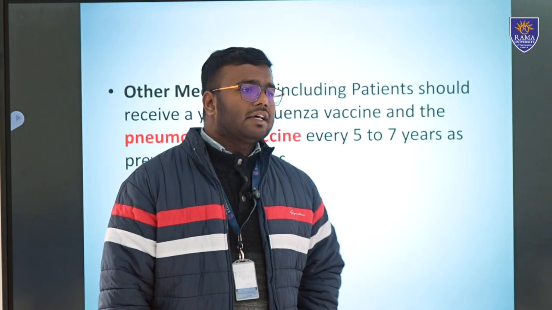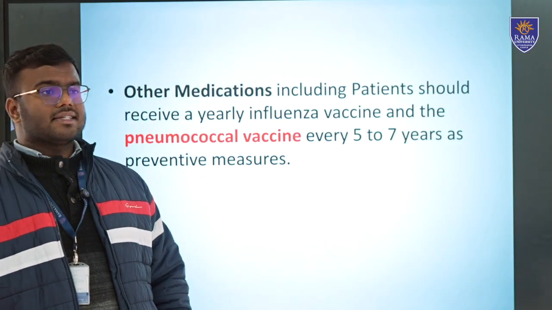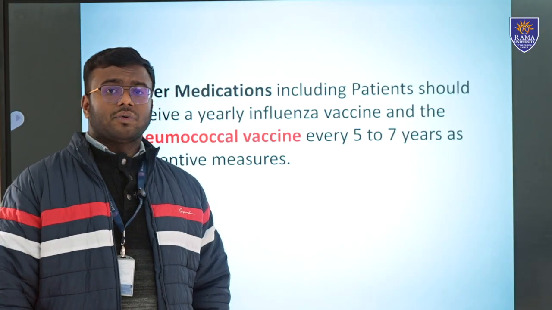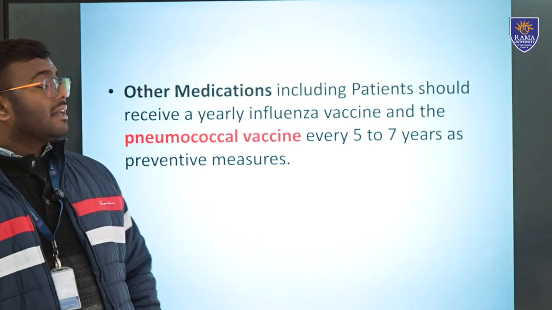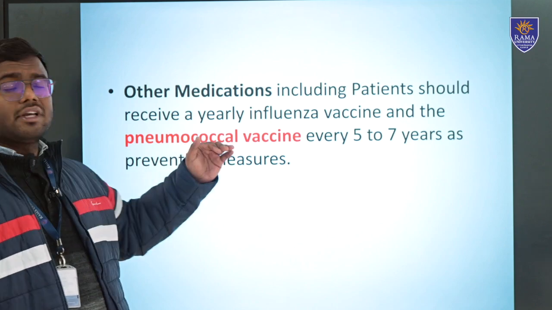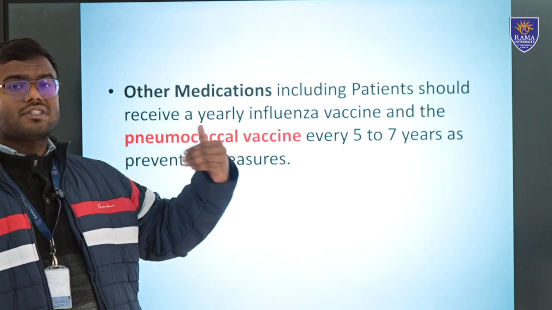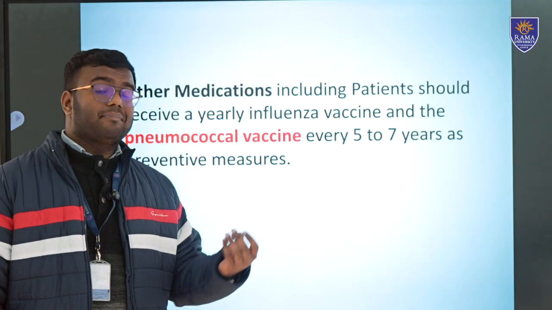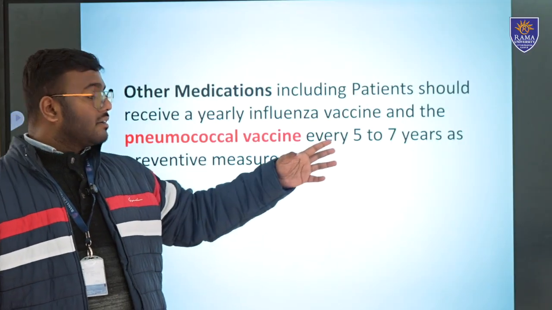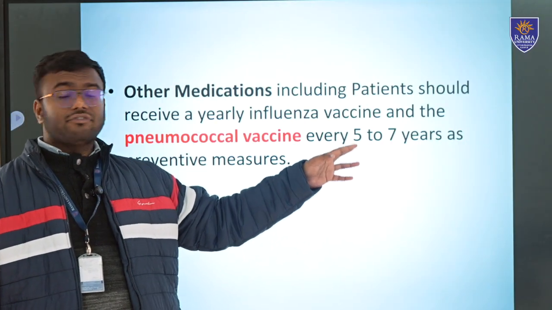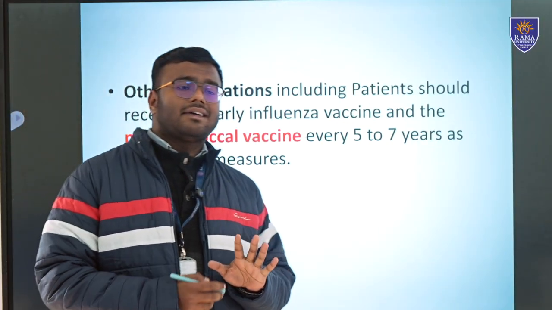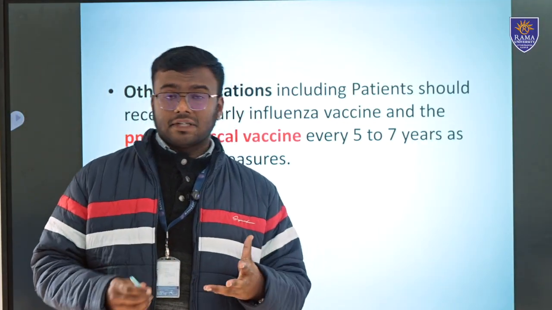What are the other treatments or medications that can be used to decrease the COPD? Like, the patient should take the pneumococcal vaccine every 5 to 7 years. The patient must, it is mandatory, take this vaccine every 5 to 7 years to prevent the symptoms of COPD.